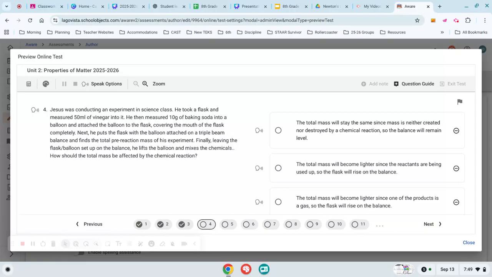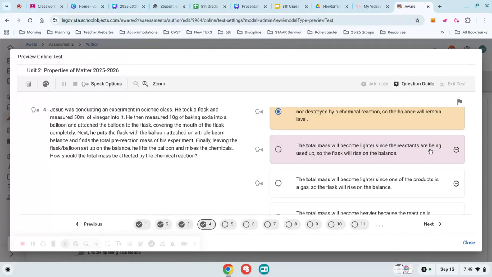We did this in class. We talked about this. You wrote about it. You should not have missed this question. So it says the total mass will stay the same, since mass is neither created nor destroyed by a chemical reaction, so the balance will remain level. Yes, that's what happened in ours.